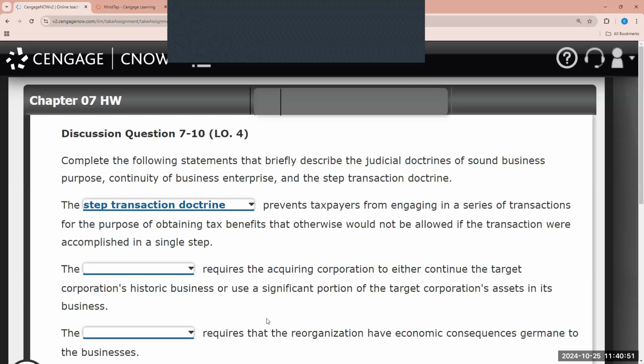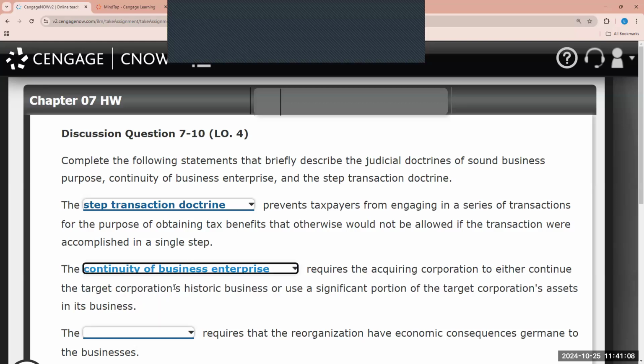Next, it states the blank requires the acquiring corporation to either continue the target corporation's historic business or use a significant portion of the target corporation's assets in its business. This would be the continuity of business enterprise.